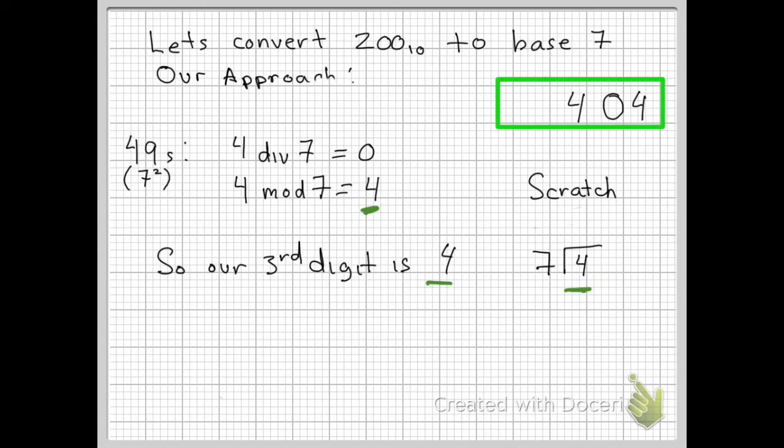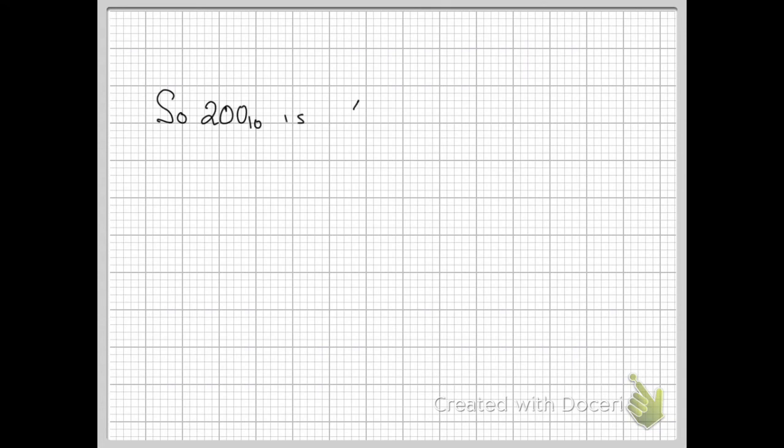And we've got those 3 positions. The position 1, 2, and 3. So 200 base 10 is 404 base 7.